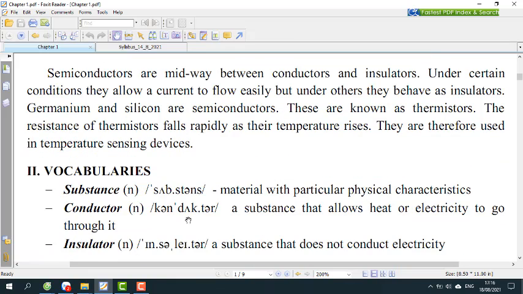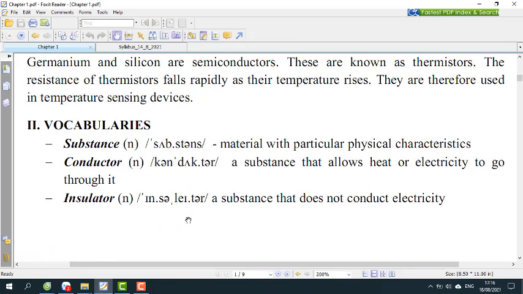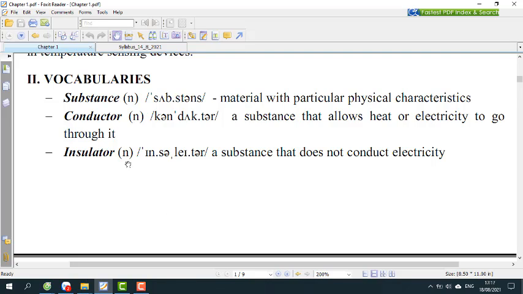Part 2, vocabularies. Substance: material with particular physical characteristics. Conductor: a substance that allows heat or electricity to go through it. Insulator: a substance that does not conduct electricity.